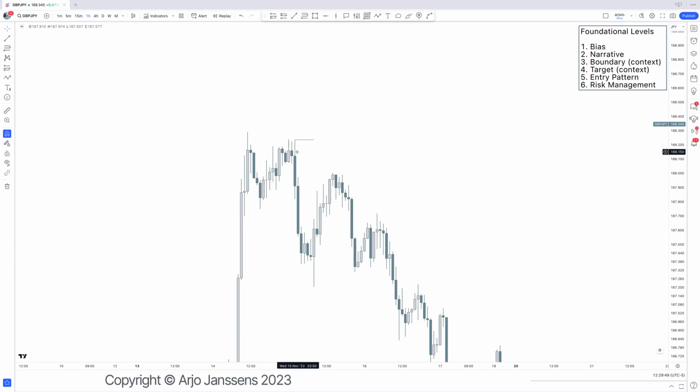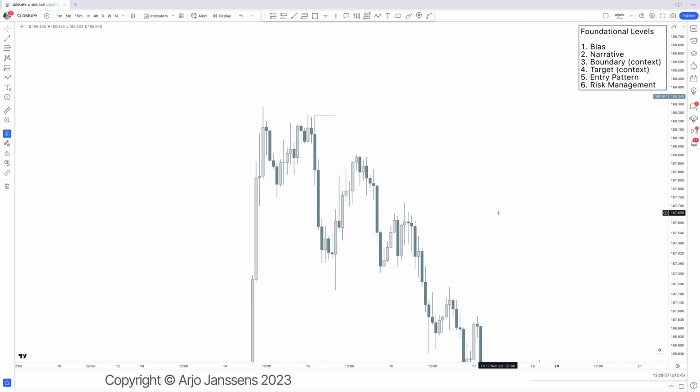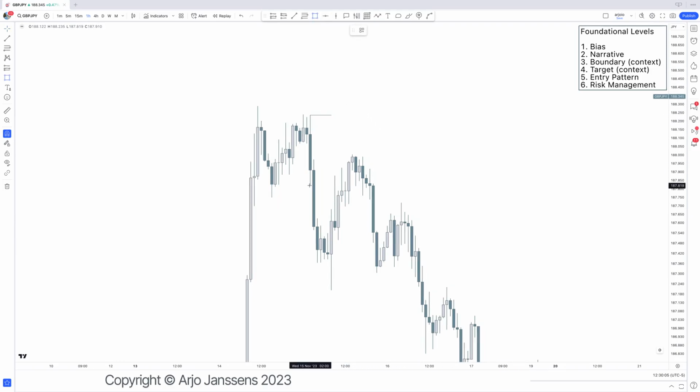So right here, we have the most recent leg lower right there. That most recent leg has a couple of PD arrays in the leg, right? Since it's a bearish leg, we are mainly focusing on just premium arrays. So the premium arrays, let's count them. We have this fair value gap right there.